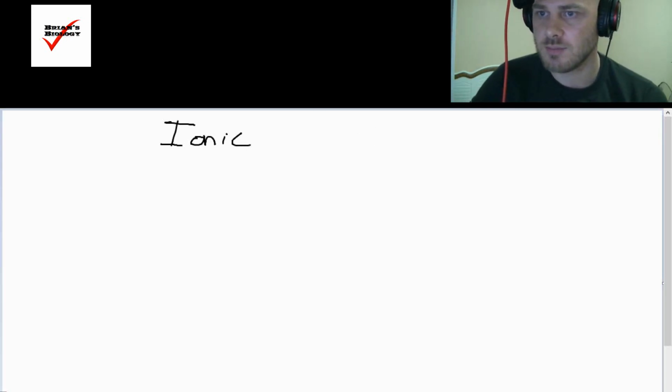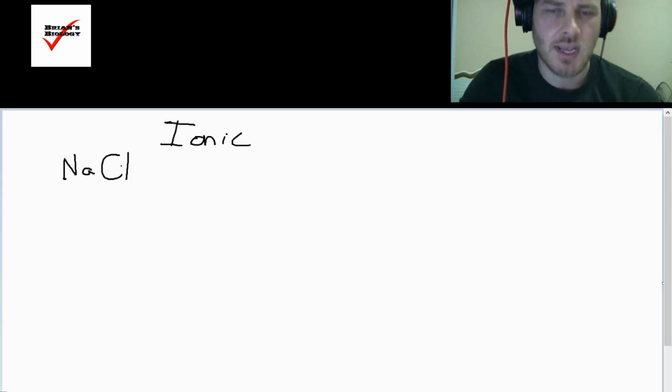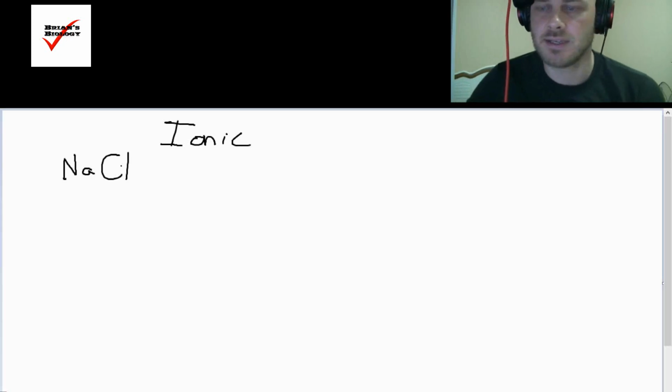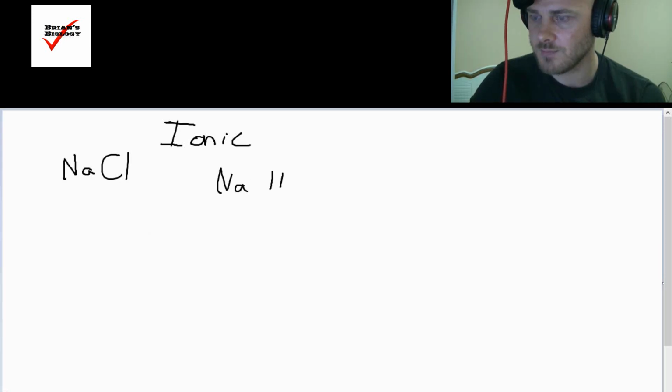Ionic bonds usually form between metals and nonmetals, and our example we're going to look at is sodium chloride, or common table salt, a molecule that isn't an organic molecule but yet plays a big role in life. In order to draw this bond, we'll have to know the atomic numbers of each of these atoms. The atomic number of sodium is 11, and the atomic number of chlorine is 17.